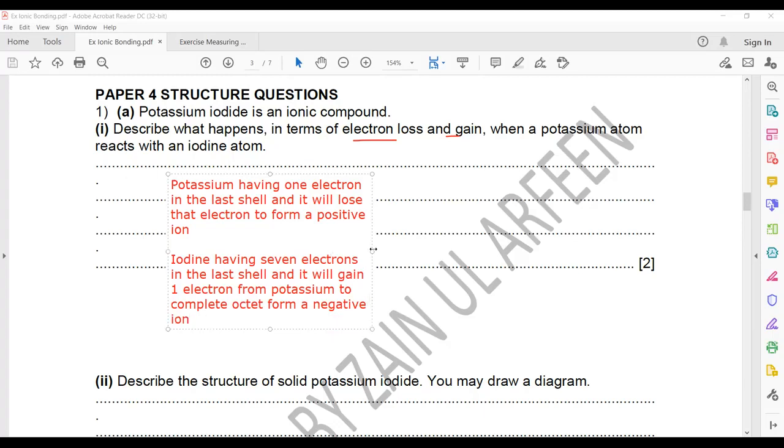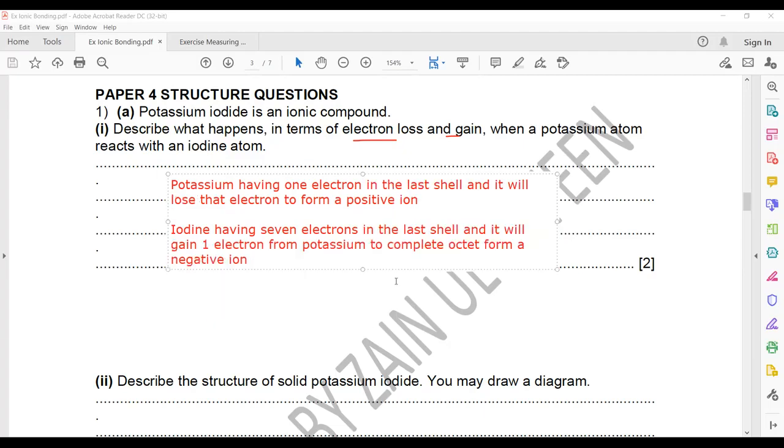So a metal will lose electrons whereas a non-metal will gain electrons. Even if you write this answer, that potassium is a metal, it will lose one electron, and iodine is a non-metal, it will gain one electron, that's also correct. You will get the marks. The distribution of the marks here: one mark is for mentioning that there is one electron transferred. If you use the term 1, you will get 1 mark. And if you mention electron transfer from potassium to iodine, you will get the second mark.